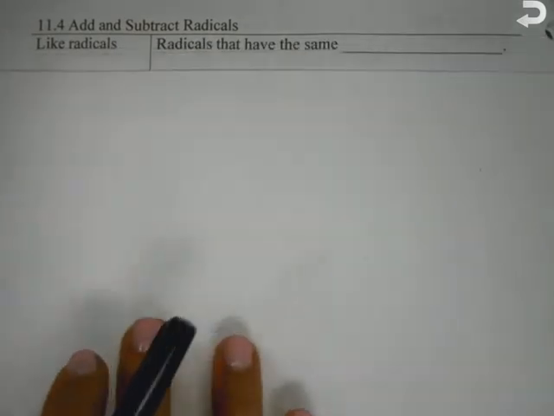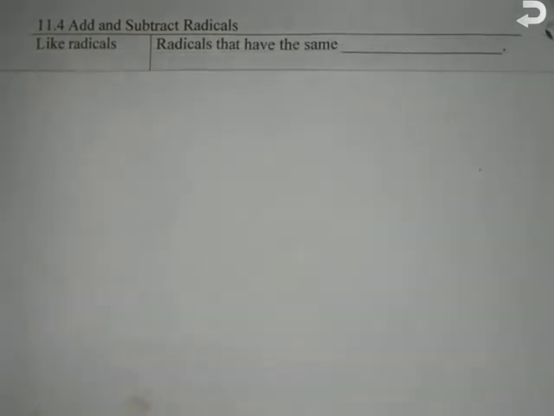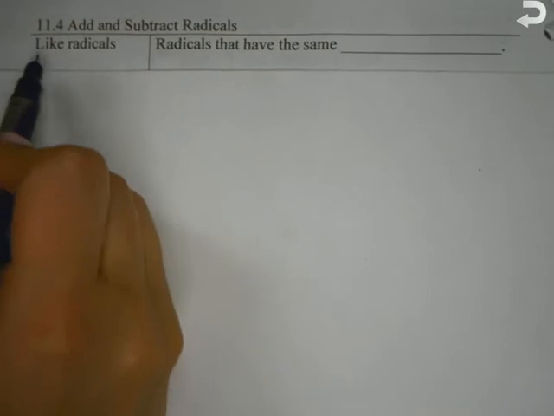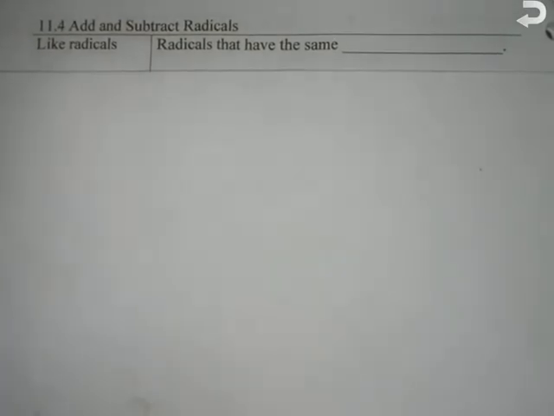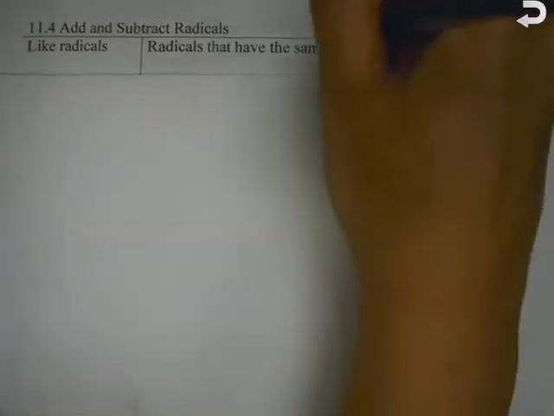Okay, so we multiplied, we divided, and now we are finally going to add and subtract. Remember when we were adding and subtracting variables and we had what was called like terms? With radicals, we have something called like radicals. What do you think it means? The radical is exactly the same. That's actually called the radicand. New word.